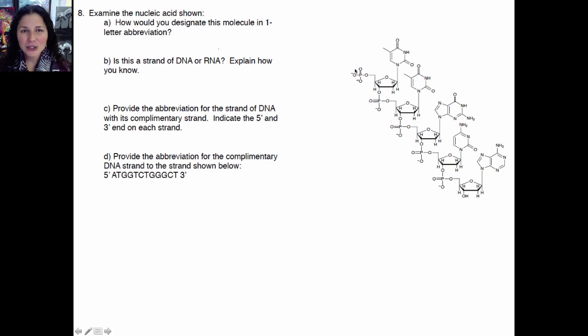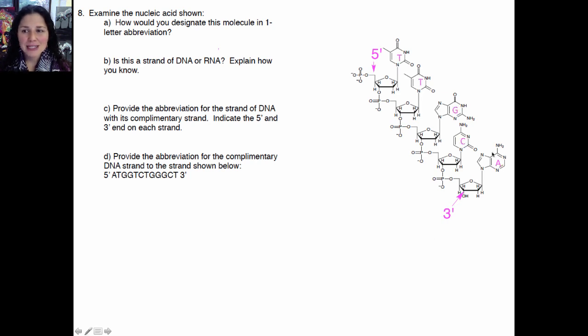The nucleic acids shown can be designated in one-letter abbreviations. First, let's identify the 5' and the 3' ends. This is the 5' end because this is the 5' carbon that is not connected to another nucleotide. And this is the 3' end because this is a 3' carbon that's not connected to another nucleotide.